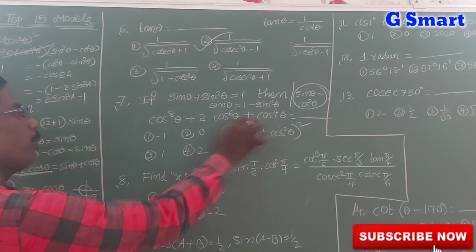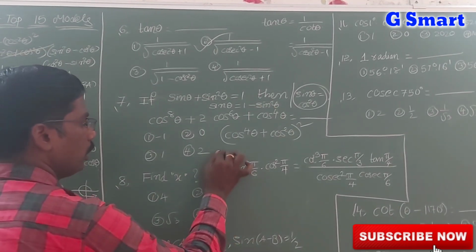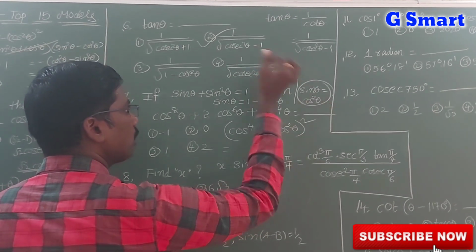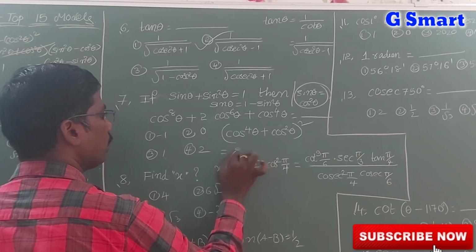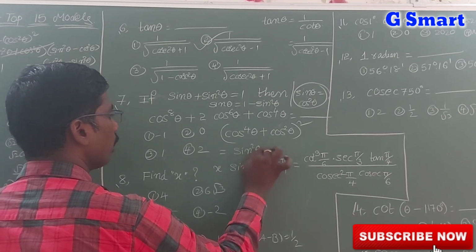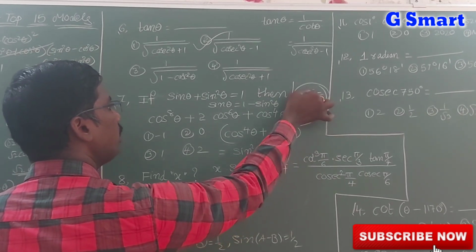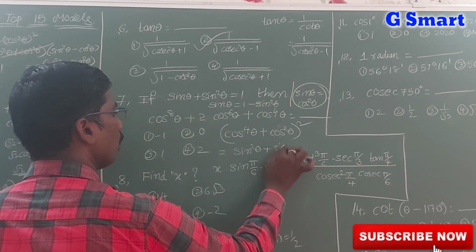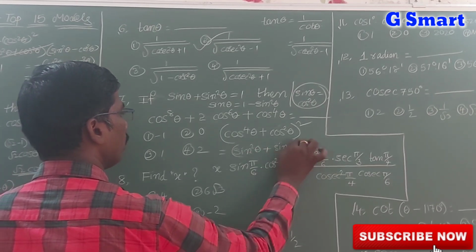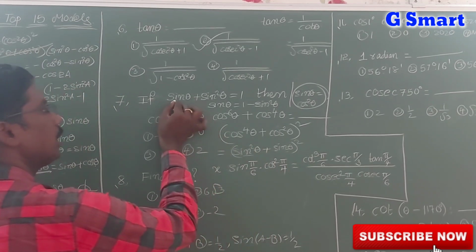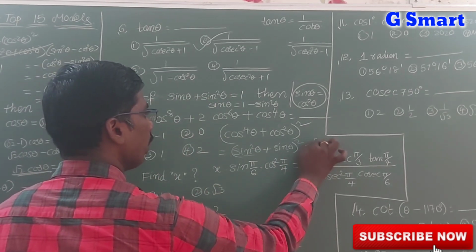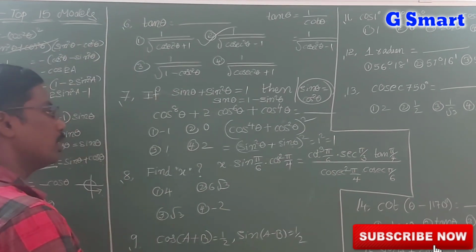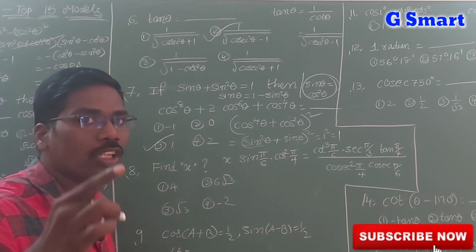So this is a plus b whole square. Now see here, cos square means sin theta, and cos power 4 theta means sin square theta. So this is sin square theta plus sin theta, whole square. But this value we already know very well, it is given: sin theta plus sin square is equal to 1. So this is 1 square, that is equal to 1. So the answer is 1, option 3. See, we got the answer 1.